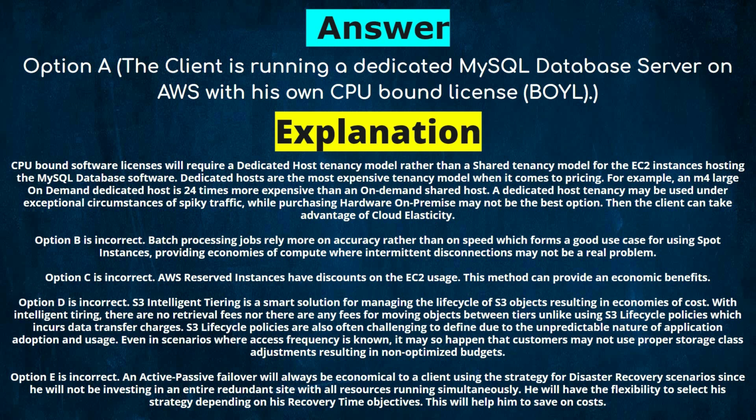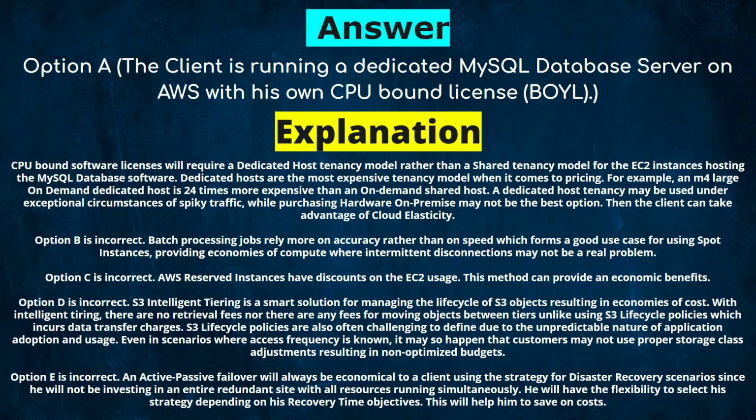Option B is incorrect. Batch processing jobs rely more on accuracy rather than on speed, which forms a good use case for using spot instances, providing economies of compute where intermittent disconnections may not be a real problem. Option C is incorrect. AWS reserved instances have discounts on the EC2 uses. This method can provide an economic benefit.